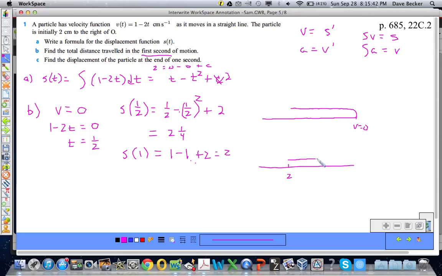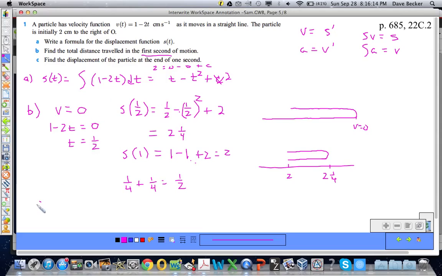So we're going to go here, and then at 2 1/4, the velocity is 0, so it changes direction and goes back this way, right back at 2. Okay, so how far did it go? Well, it went 1/4 of a unit this way, and then 1/4 of a unit this way. So it's just 1/4 plus 1/4, and that is equal to 1/2.